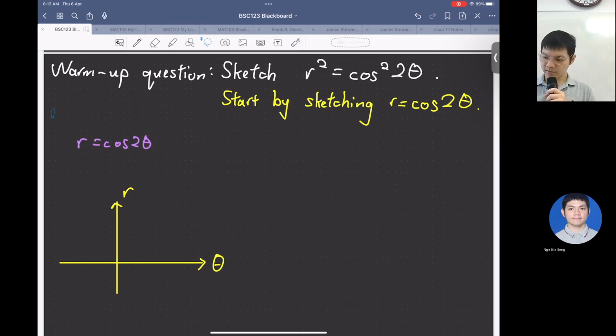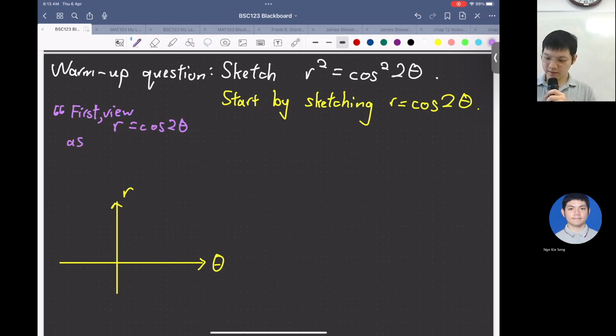I want to put quotation marks here. First view this function as something like y equals cos 2x, as a Cartesian form. Let's put Cartesian first, because this is the one that we know how to graph. So we know how to graph y equals cos 2x.